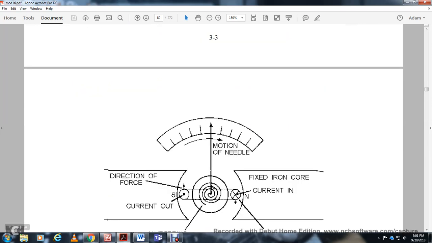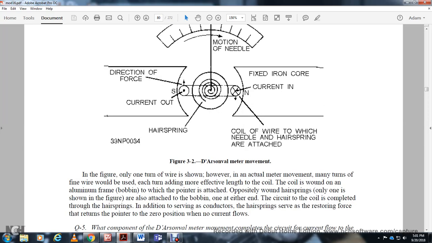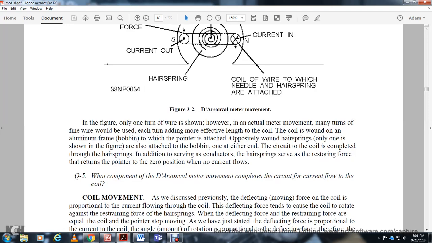The diagram shows the direction of force and current, with a fixed iron core and the coil of wire, the needle, and the hairspring. Figure 3.3 shows each of the terminal wires with the actual meter movement. The coil is made of fine wire, and each turn adds to the effective length of the coil. It is wound on an aluminum frame bobbin, with oppositely wound hairsprings, one at each end of the bobbin. The circuit of the coil is completed through the hairsprings, which in addition provide the restraining force that returns the pointer to the zero position when no current flows.